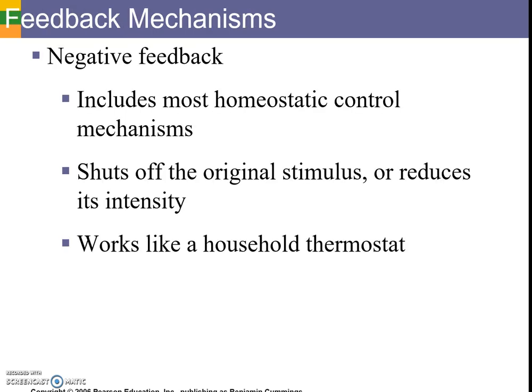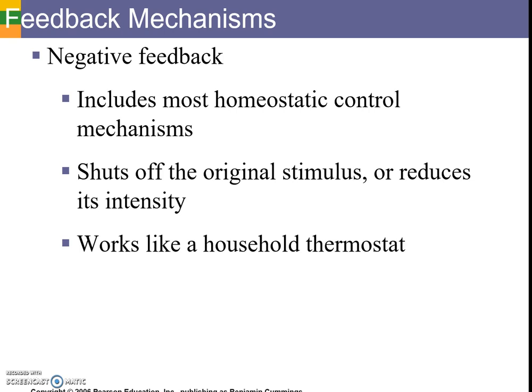Homeostasis is actually controlled by what we call feedback loops, and there are positive and negative feedback loops. The negative feedback loop is by far used more than the positive feedback loop, so it's what we're going to see happening in the body most. And what the negative feedback loop does is it tries to do the opposite of the original stimulus.